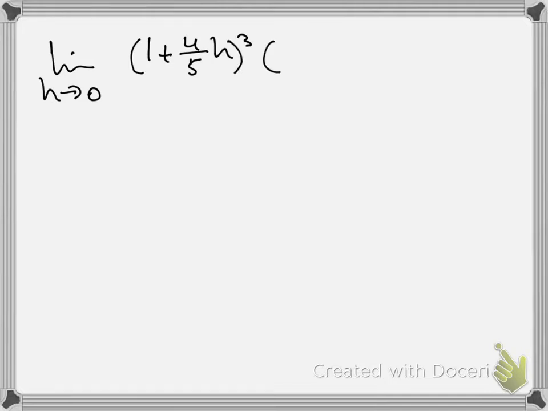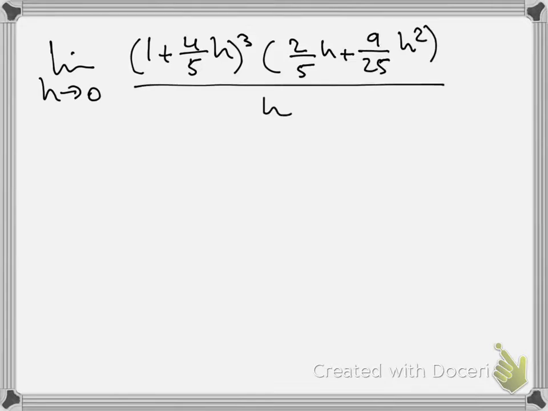Okay, so that's the limit as h goes to 0. So we have (1 + 4/5 h) cubed times (6/5 h minus 4/5 h, that's 2/5 h, plus 9/25 h squared), and the whole thing divided by h. But here you can see, guys, you can factor out h.